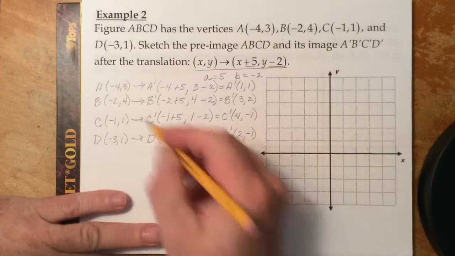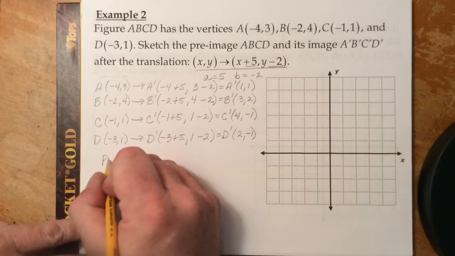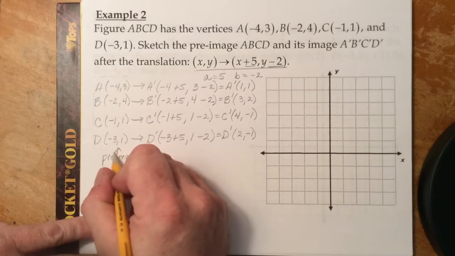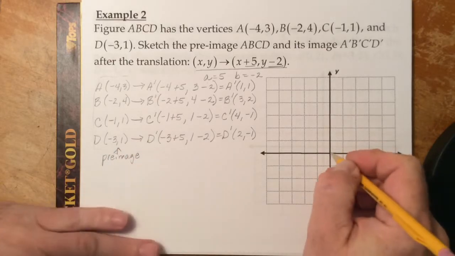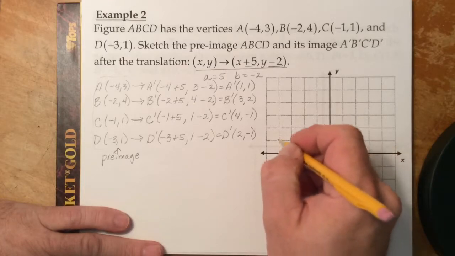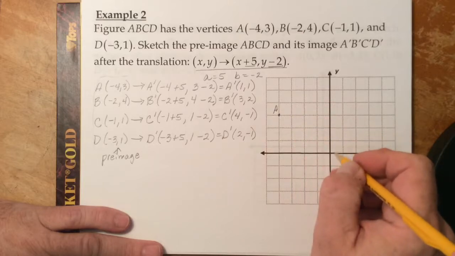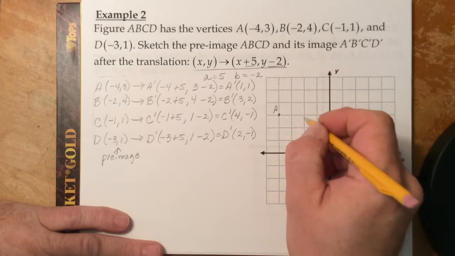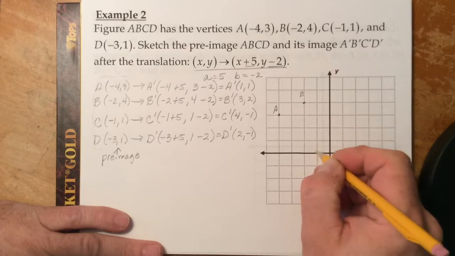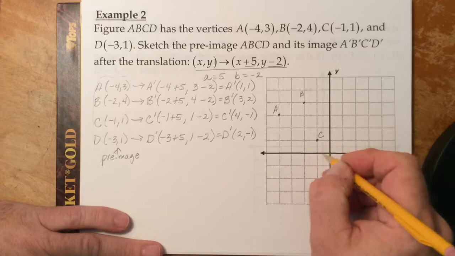Now to graph them, we take the original points. This is the pre-image. Graph them carefully. A is at (-4, 3). B, (-2, 4). C, (-1, 1). And D, (-3, 1).